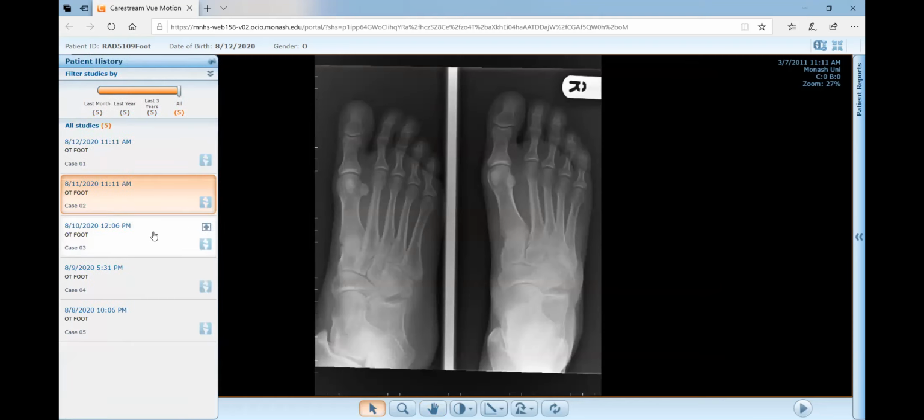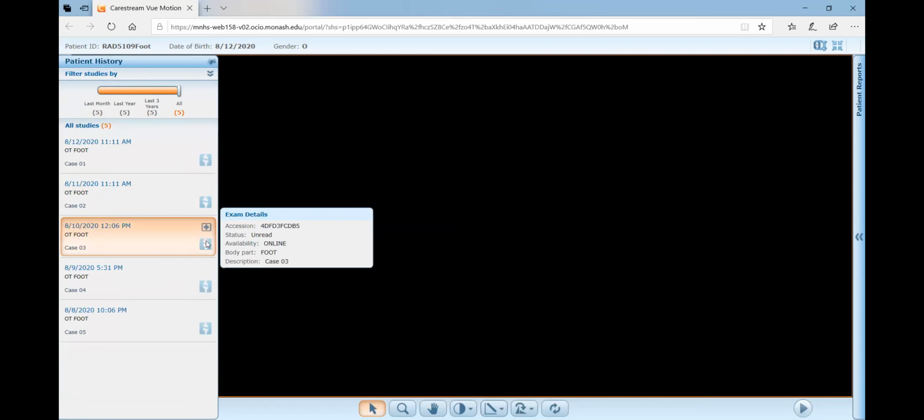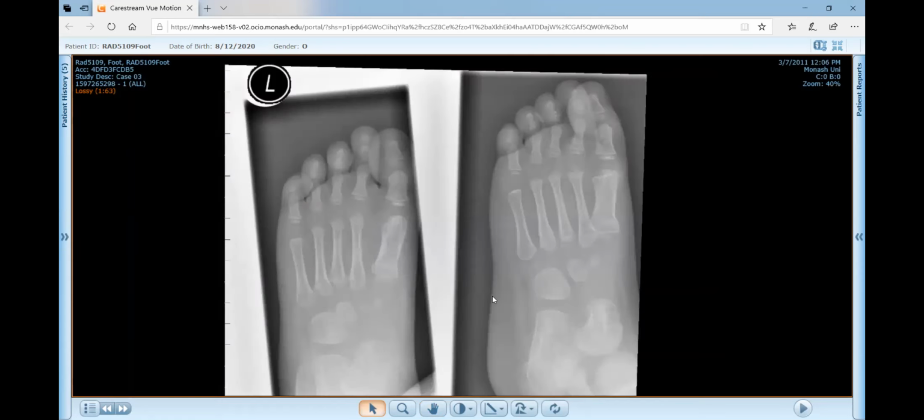And then moving on to case 3. And case 3 was a toddler who fell with an injury to the left foot. Always a little bit more tricky to look at pediatric images. Let's see if we can get a little bit more clarity around that. Okay.